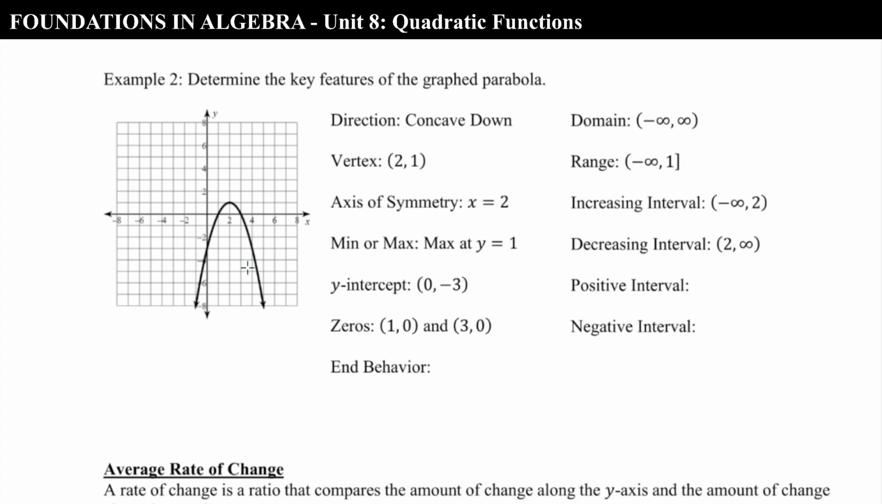Our positive and negative intervals, we start off negative from negative infinity to 1, and then we're positive from 1 to 3, and then we're negative again from 3 to infinity. As x approaches infinity, so we're on the right side, f of x is pointed down, so we're going to negative infinity. As x goes to negative infinity, so we're on the left, f of x, again pointed down, we go to negative infinity.